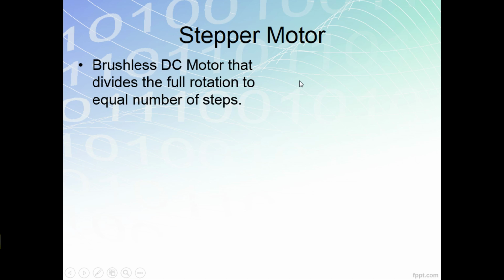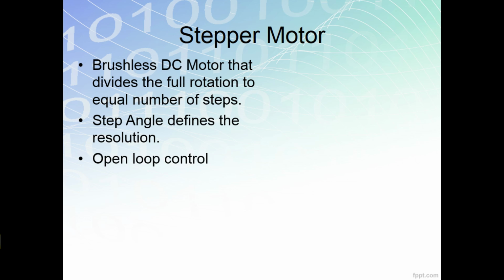A stepper motor is a brushless DC motor that divides its full rotation into an equal number of steps, and its step angle defines the resolution of the stepper motor. The stepper motor can operate in an open loop since the angle of the rotor is defined by the number of steps.